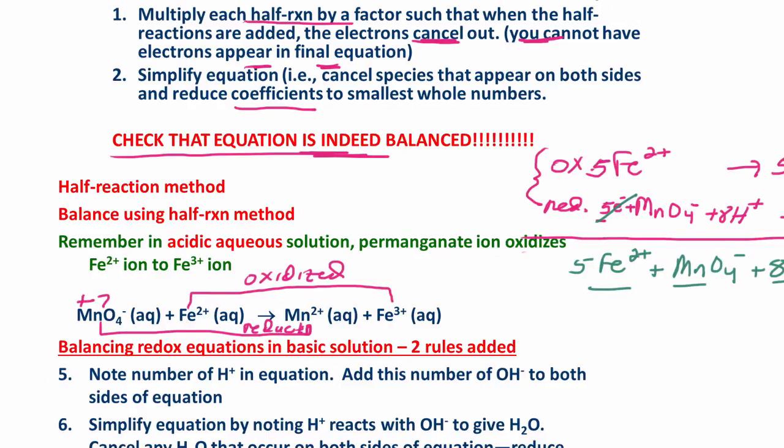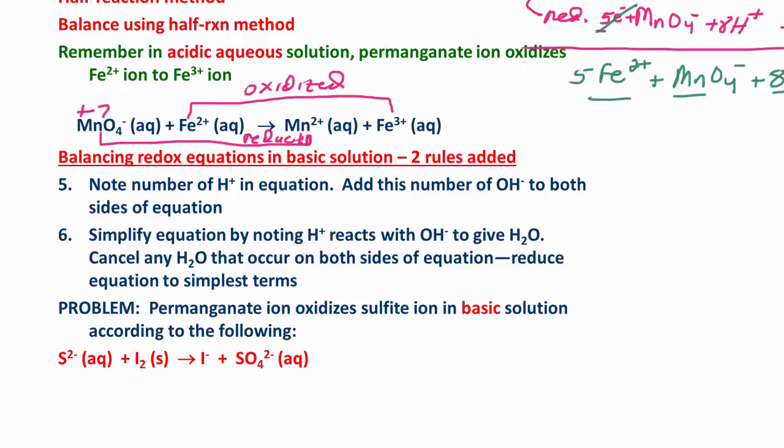Now, when we balance in basic solution, we do the above, but we add 2 more rules. What we do is note the number of hydrogen ions in the equation, and then we add the same number of hydroxide ions to both sides of the equation. We then can simplify the equation by realizing that hydrogen ion reacts with hydroxide to give water. So we combine those, and then we cancel any waters that occur on both sides of the equation, and then reduce the equation to the simplest terms.